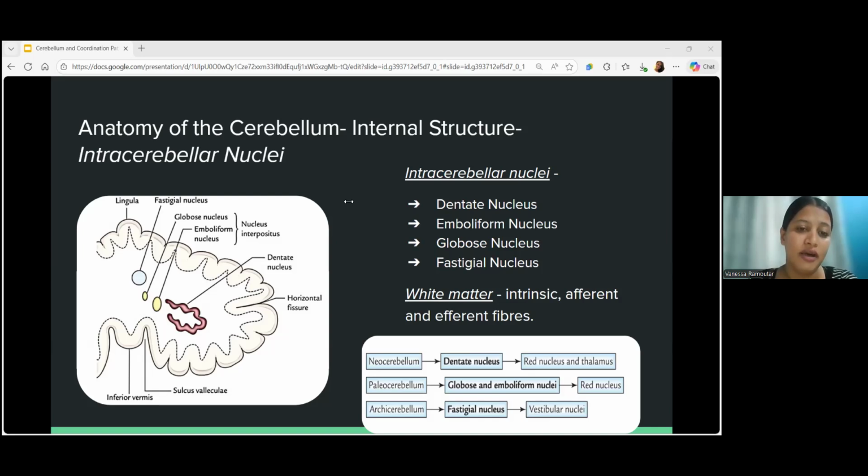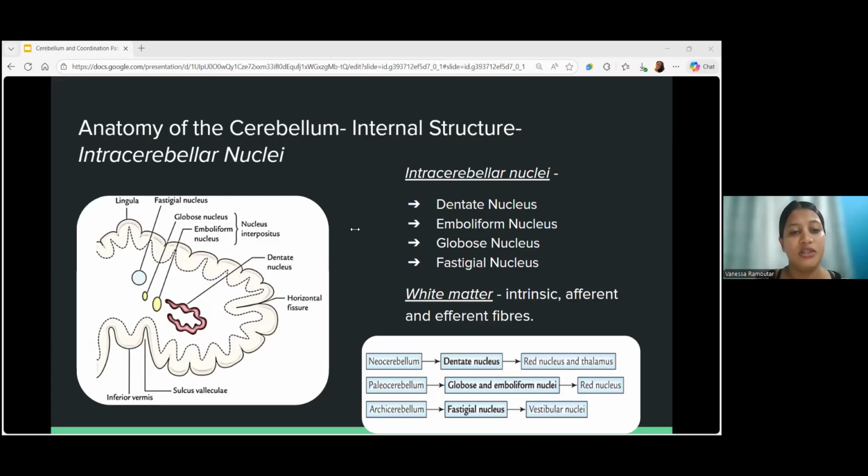The emboliform and the globose nuclei together are referred to as nucleus interpositus. They are the nuclei of the paleocerebellum, receiving afferents from it and sending efferent fibers to the contralateral red nucleus. From there, its fibers project to the spinal cord by the rubrospinal tract. This facilitates flexor muscle tone.